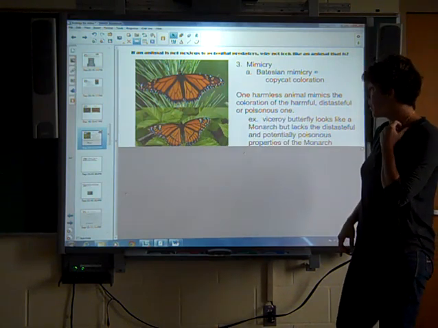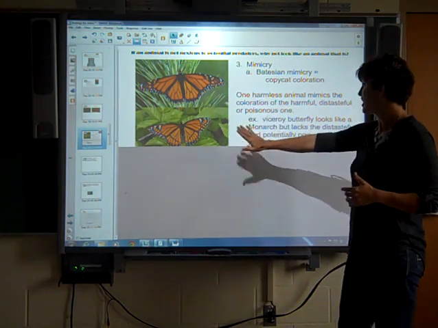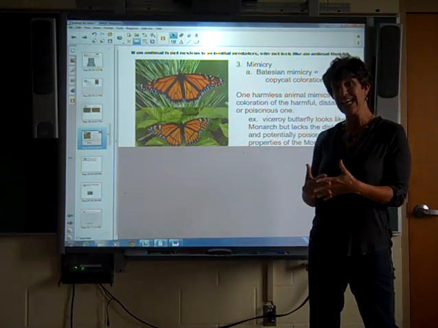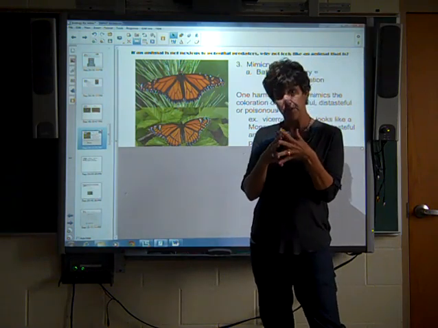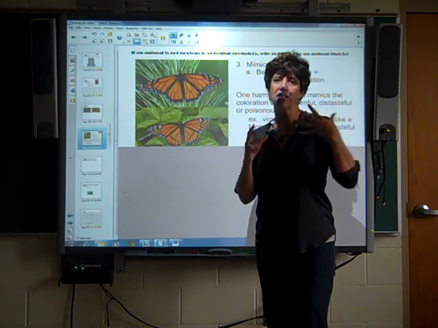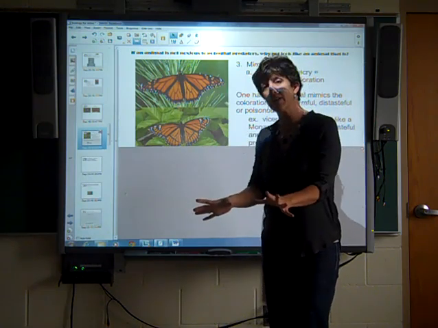So here's an example. We have a viceroy butterfly, and it looks like a monarch butterfly, but it lacks the bad taste. When a bird eats a monarch butterfly, it spits it out. Ew, disgusting, terrible. Ah, that is a horrible taste. I'm never going to eat one of those again.